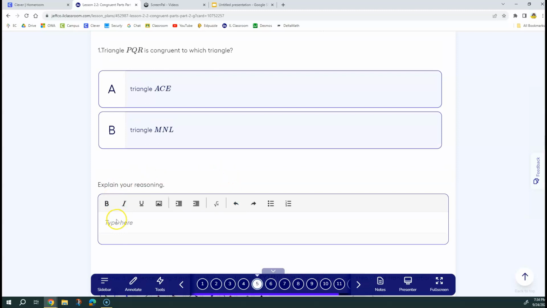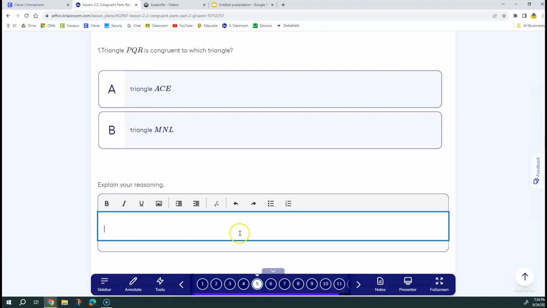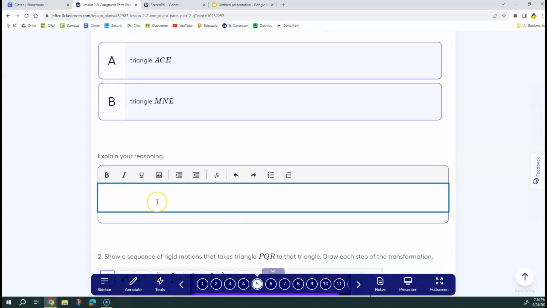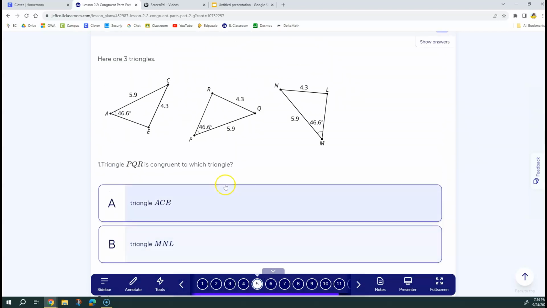You've got an explain your reasoning text box underneath here. If you're like, nope, I got this, I know why, then type in the explain your reasoning. If you're not sure, then this is the time to pause the video and play around. See what you can come up with on your end, and then unpause the video and we'll talk.